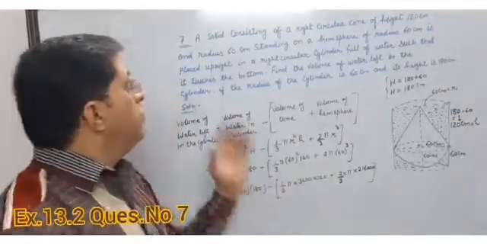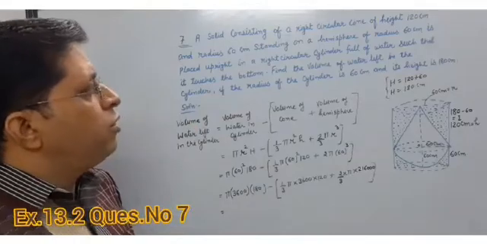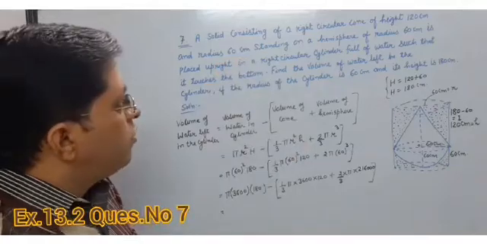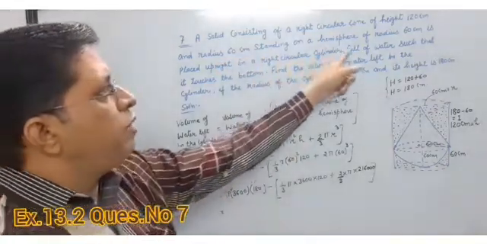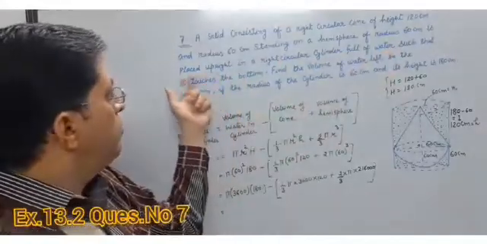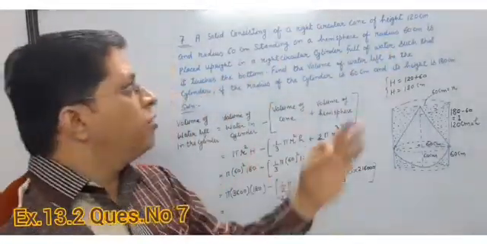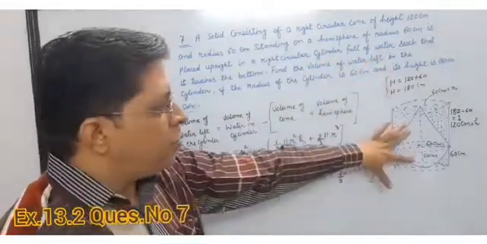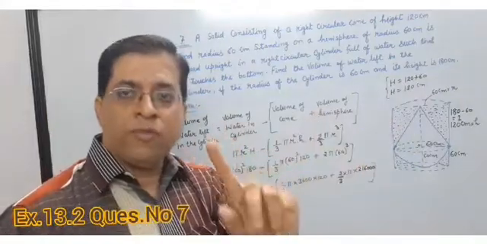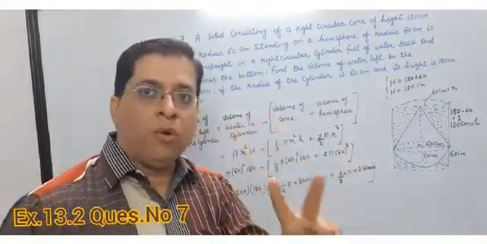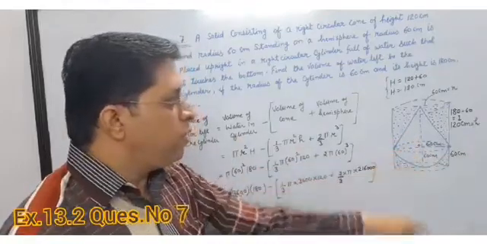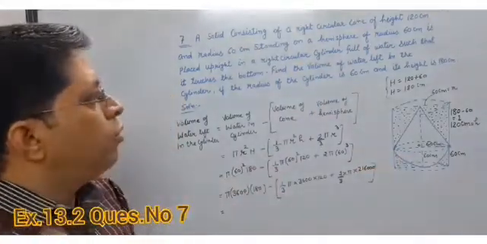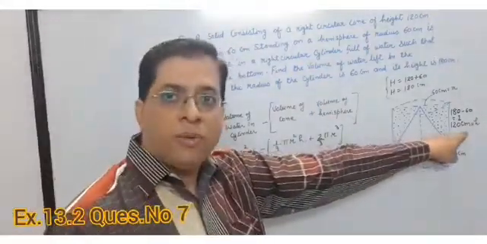Come on the next question. A solid consisting of a right circular cone of height 120 centimeter and radius 60 centimeter, standing on a hemisphere of radius 60 centimeter, is placed upright in a right circular cylinder which is full of water. This is a solid made up of two solids. One is a hemisphere and the other is a cone. One is the cone, this is the hemisphere. Cone's height is given to you. Height of the cone is 120 centimeter.